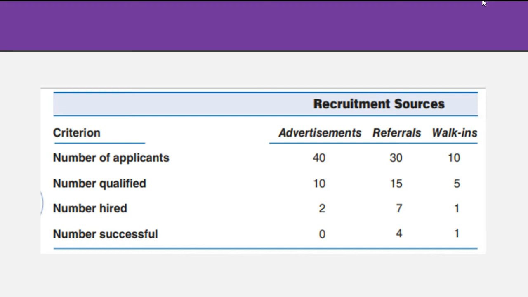referrals yung may pinakamataas. Okay? Kasi if you will notice, sa number of applicants from 40, in a column of advertisement, number of qualified ay 10. Number of hired, 2. Yung successful applicant is 0. Pag referrals naman, 30, 15, 7 to 4. Yung breakdown. Pag walk-in naman, is this.